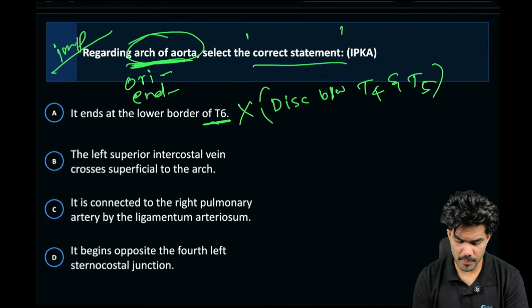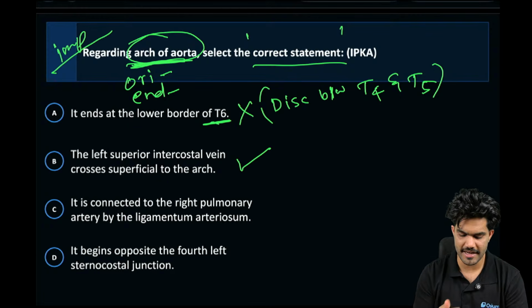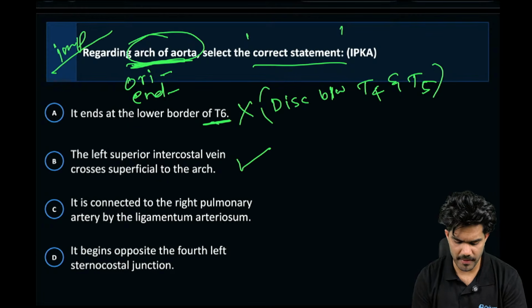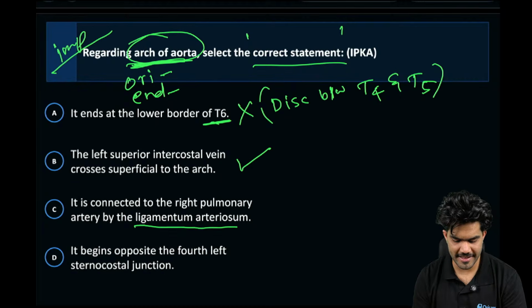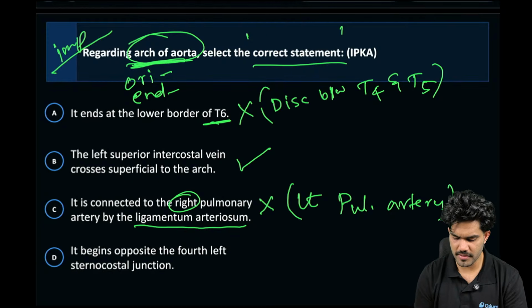And the left superior intercostal vein crosses superficial to the arch. Yes, this is the correct statement. Let's see the next option. It is connected to the right pulmonary artery by ligamentum arteriosum. Which pulmonary artery? Not right. It will be left pulmonary artery. Okay. Ligamentum arteriosum means what?